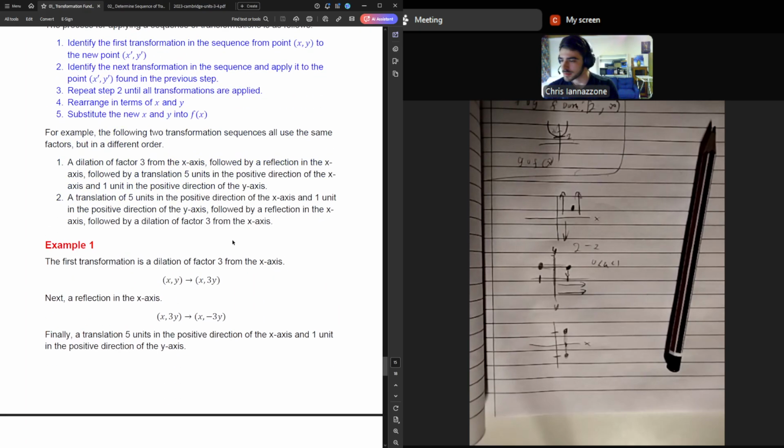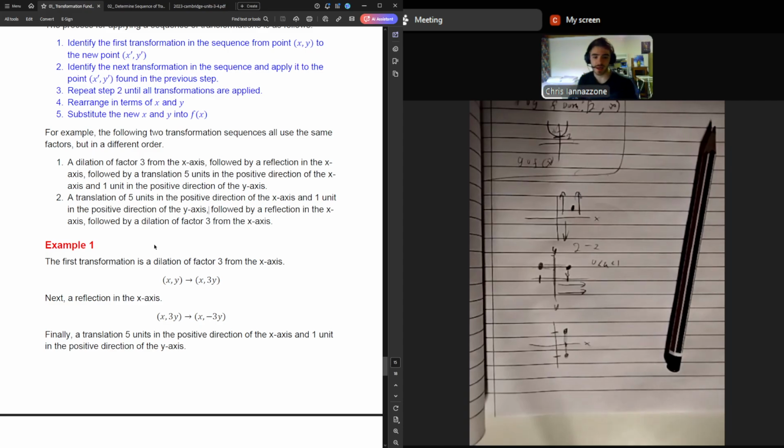So how does that work? Well, why is that important, rather? The reason sequences are important is because the order in which you do transformations matters a lot. To highlight this fact, I have 2 sets of different sequences here, each containing the exact same transformations. They both have a dilation factor of 3 from the x, they both have reflection in the x, and they both have the translations of 5 in the x and 1 in the y. But they're written in different orders.